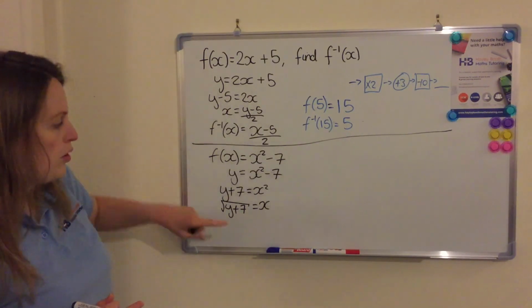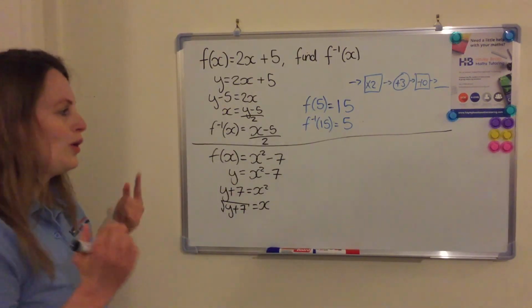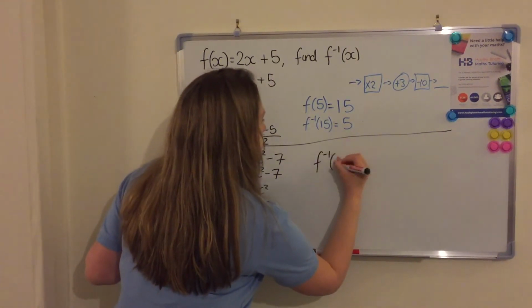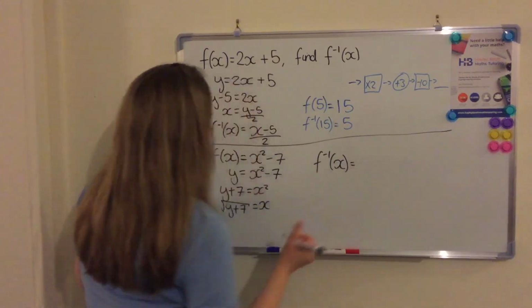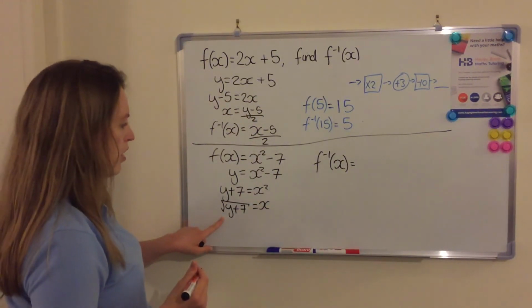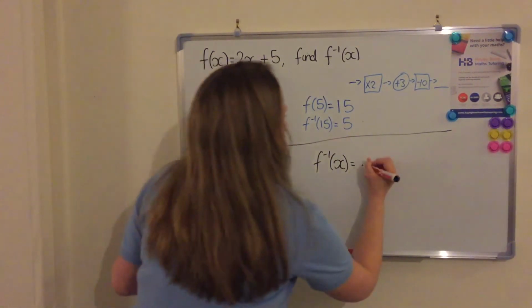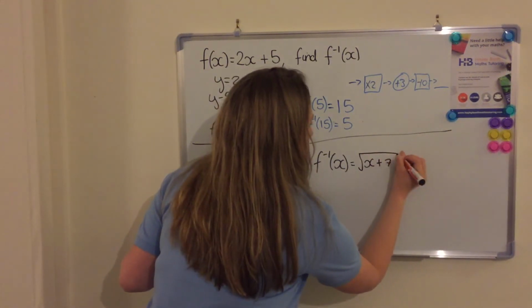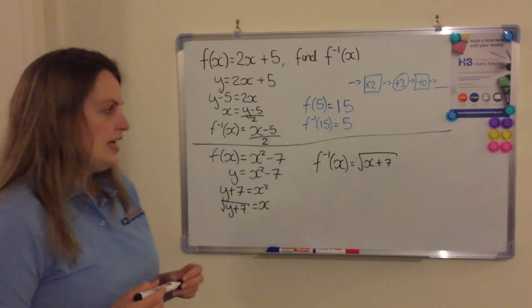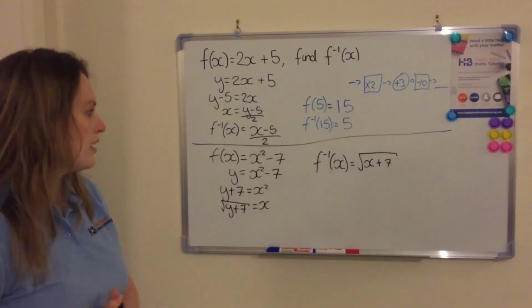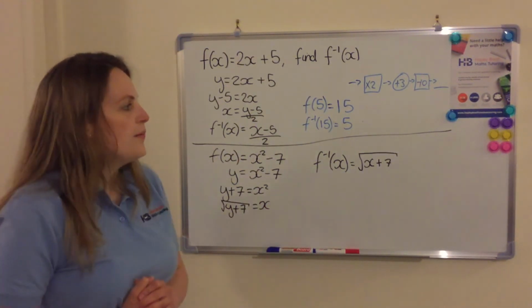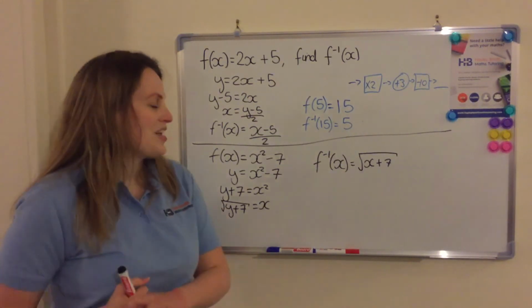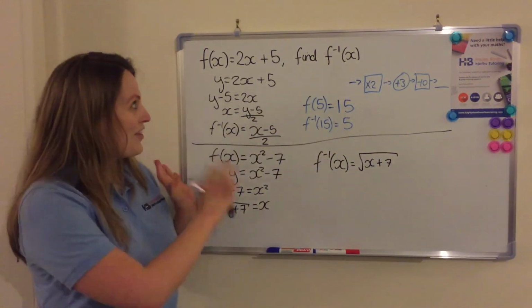Okay, and then we've just got to switch all the notation around. So rather than x, it's going to be f to the minus 1 of x, and then rather than y, we're going to have x. So we'll have x plus 7 in our square root. Again, you could substitute in some quick numbers here to double check this, but once you're comfortable with it, obviously you don't necessarily need to do that step. Okay, so we'll leave those there.